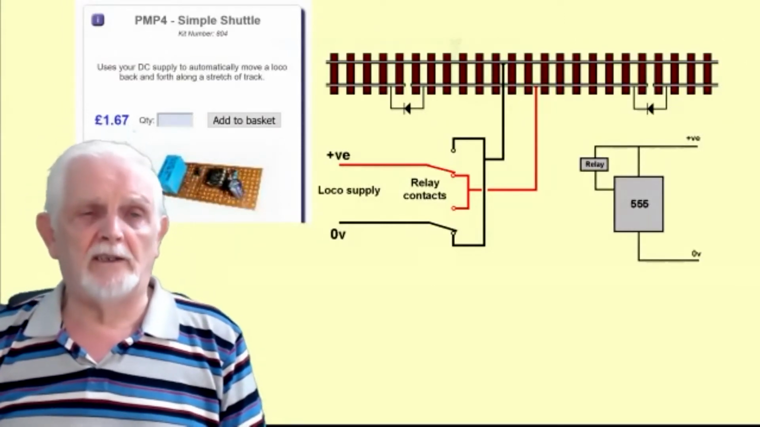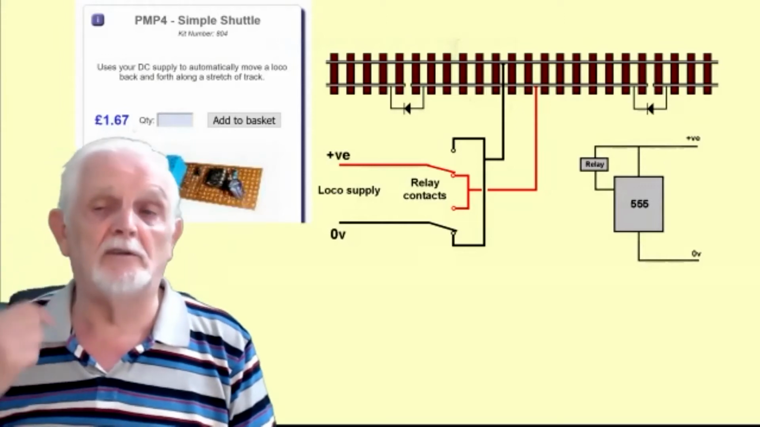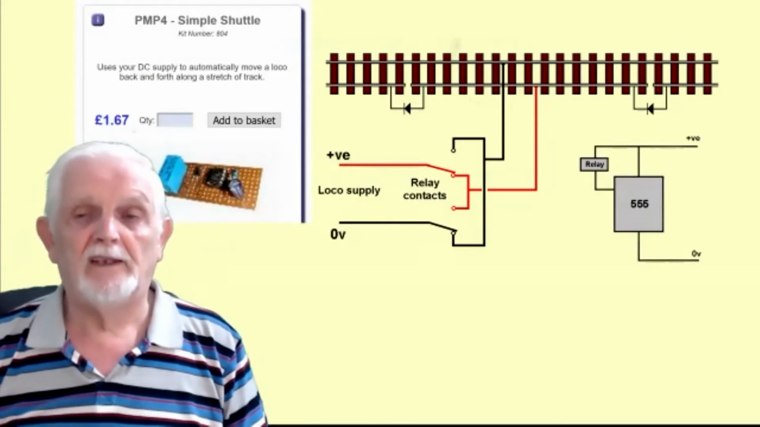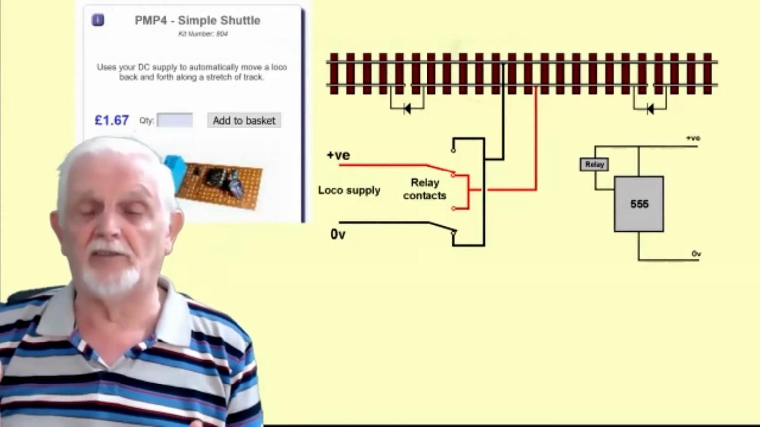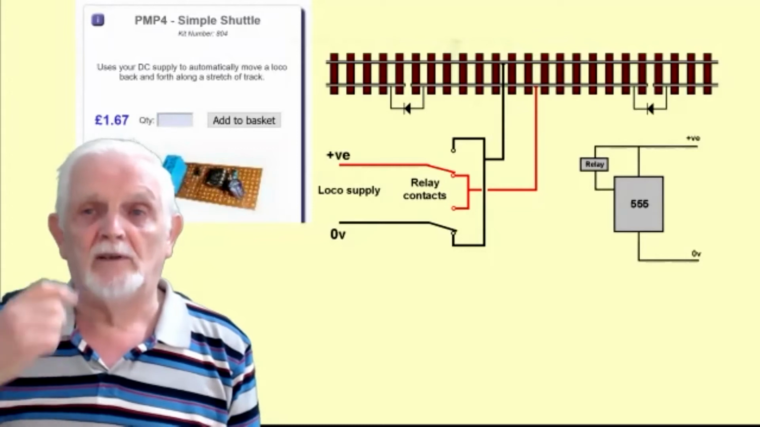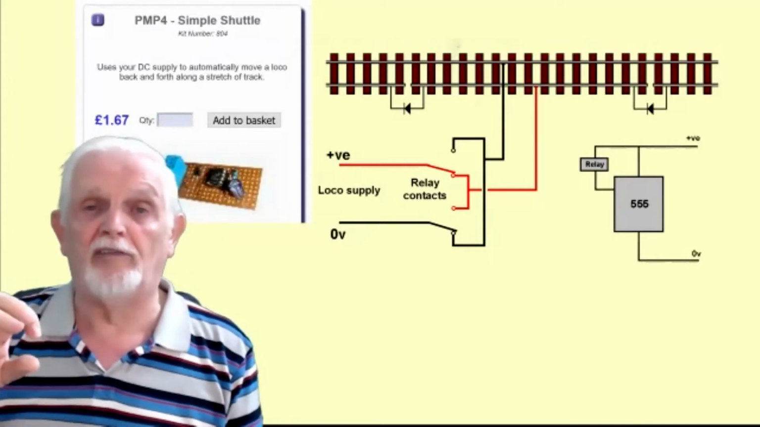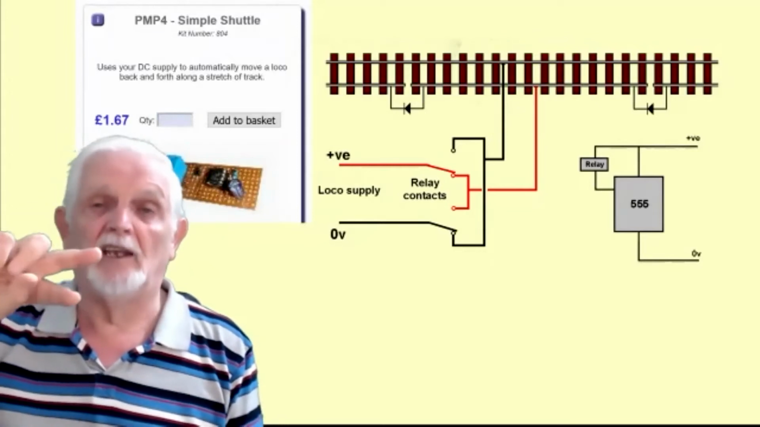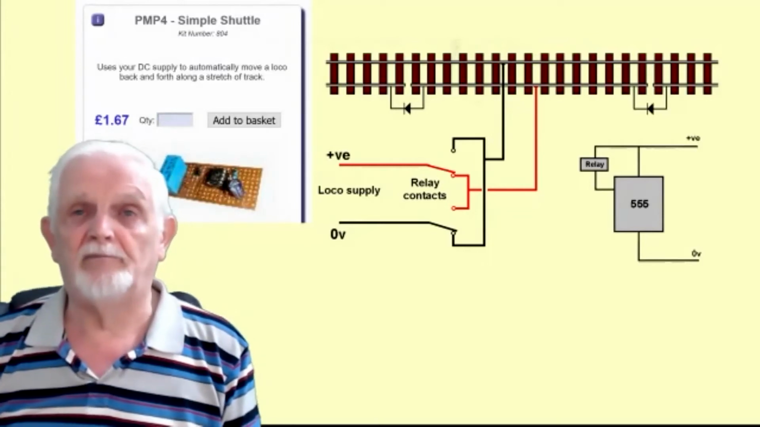Another use for it that I have, we've got the simple shuttle kit that already exists. It's just simply a 555, and all it does is every so often it reverses its output. We'll switch a relay on and off, and the relay will keep reversing the polarity to the track. Very simple.